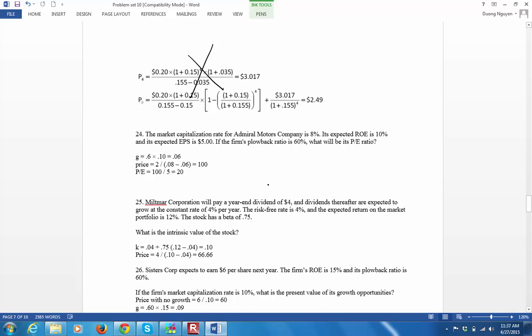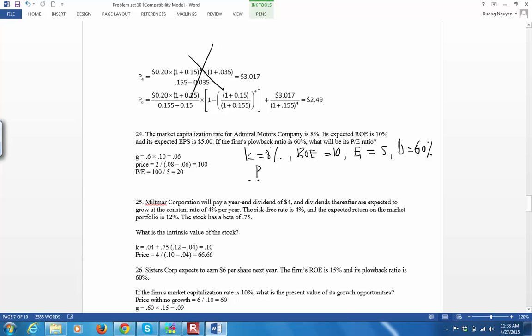Now, number 24. Market capitalization rate is 8%, K equal to 8%. Expected ROE is 10%, and earnings per share are expected to be $5. Plowback equal to 60%, b equal to 60%. What would be the PE?